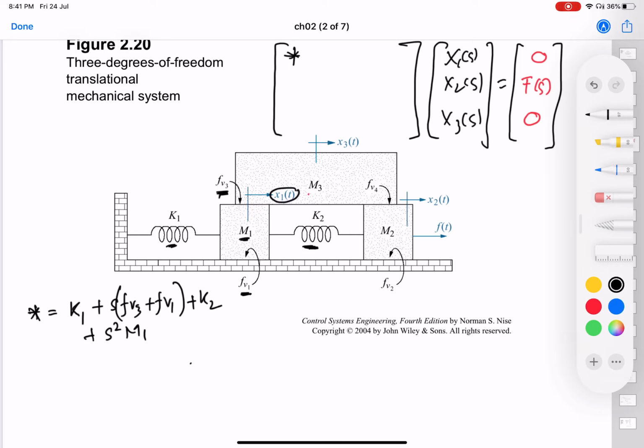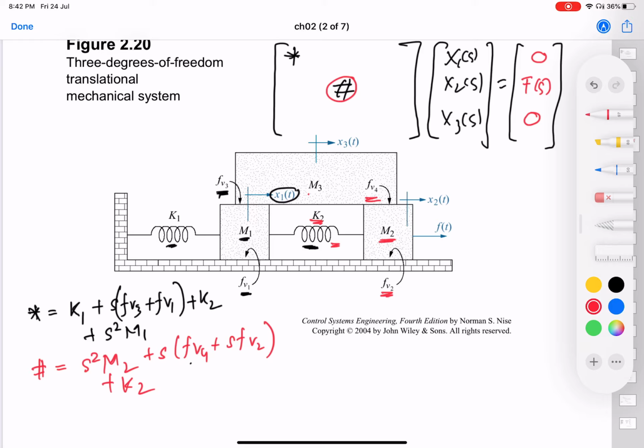Similarly, what are the impedances that are directly connected to the second displacement, which is x2? So if you look at that, you can see that x2 is directly connected to its own mass, right? So the second diagonal element is going to be S square M2, and then the friction here and the friction here plus SFV4 plus SFV2, right? And also the spring here. The spring is directly connected plus K2. So this is going to be the 2 element here.